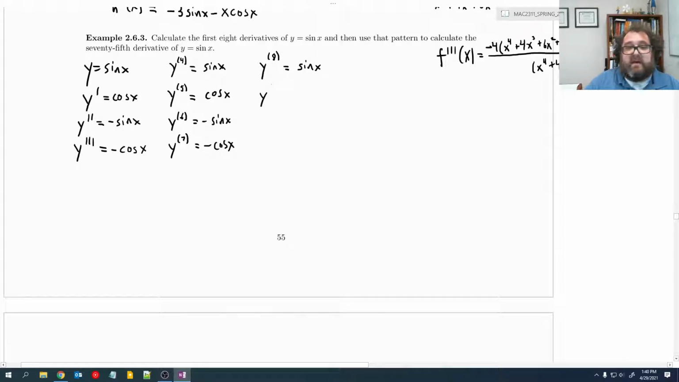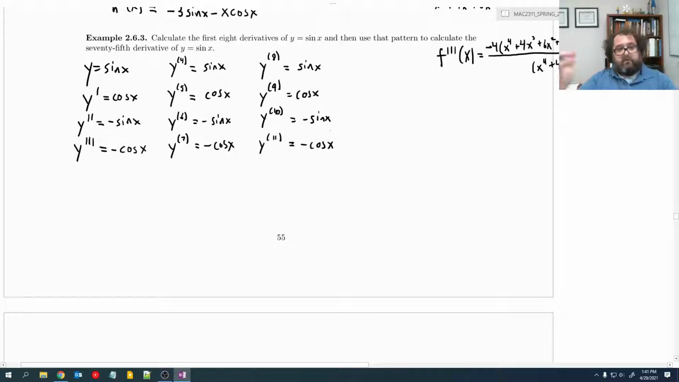What's the derivative of sine? Well, it's cosine. What's the derivative of cosine? It's negative sine. What's the derivative of negative sine? Well, it's negative cosine. So I hope you sufficiently see the pattern here. Now, sometimes it's hard to see how that translates to the 75th derivative.